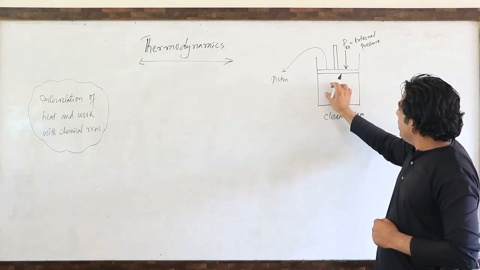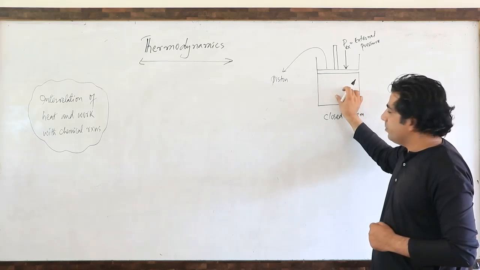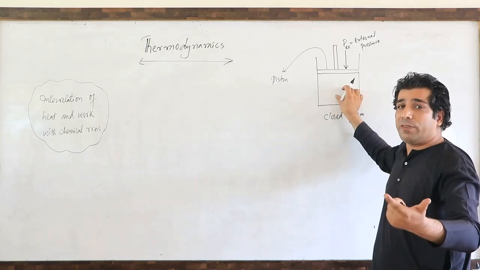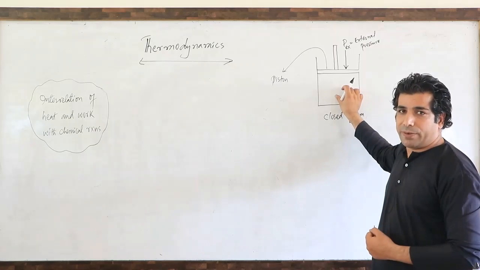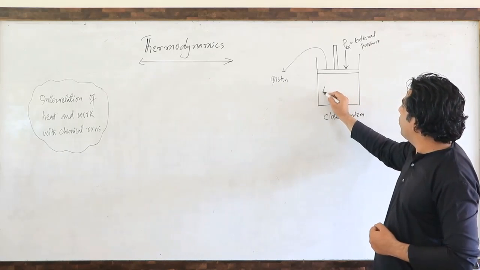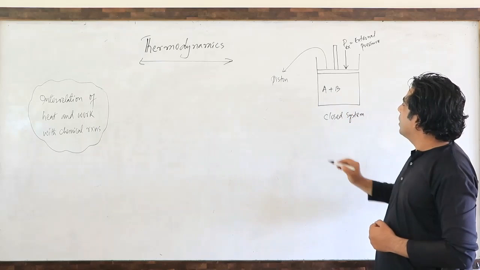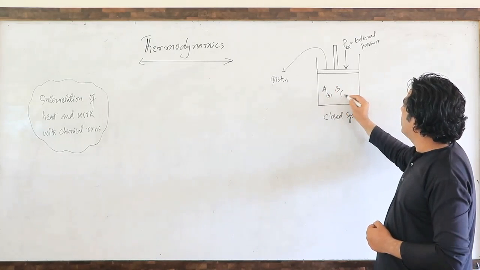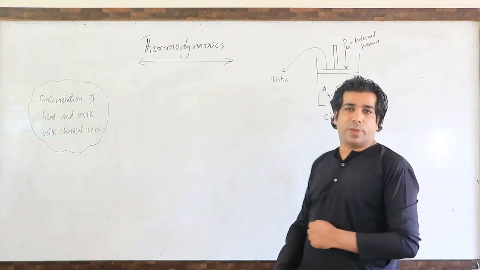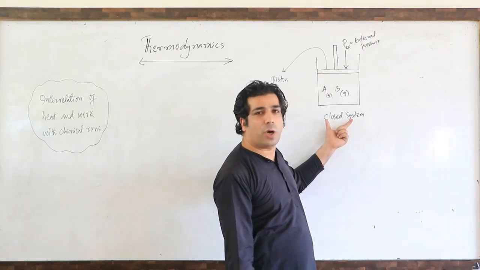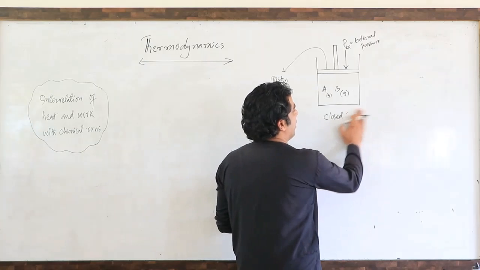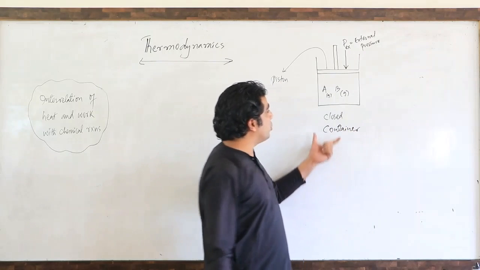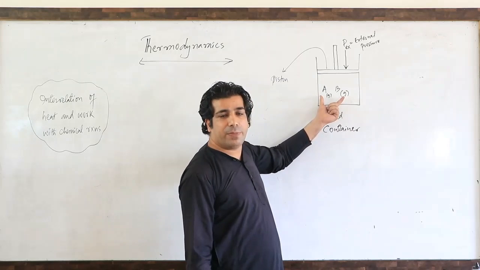And now, inside this particular closed system, we can have a gaseous substance or a mixture which can undergo a chemical reaction, my dear friends. Let us suppose we have a mixture of A plus B, gas A and gas B, in this system. So two gases are present in this closed system, or closed vessel, or closed container. In this closed container we have two gases, A and B.